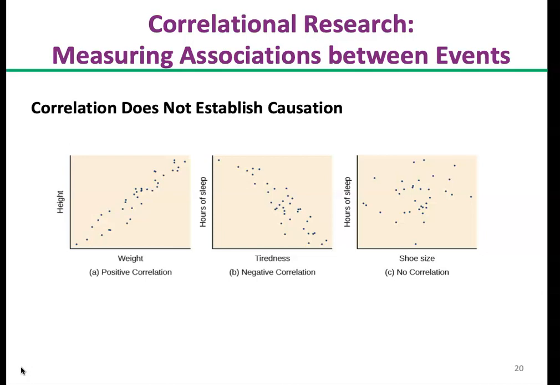And then shoe size and hours of sleep. Obviously, there should be no relationship there. And that's what a scatter plot looks like when there is no relationship, just sort of random all over the plot.